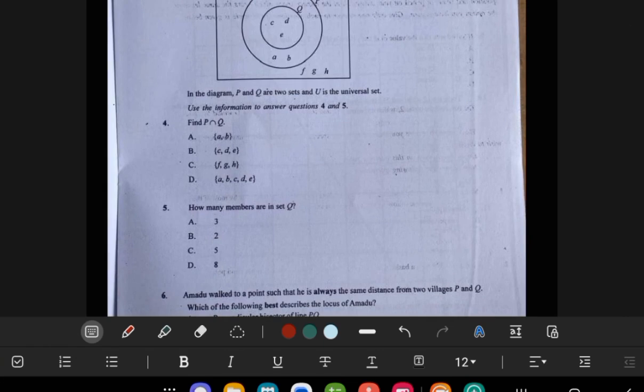So the next question is asking, how many members are in a set Q? Members in a set Q are 3. There are 3. You just have C, D, and E. So the answer to question 5 is A.